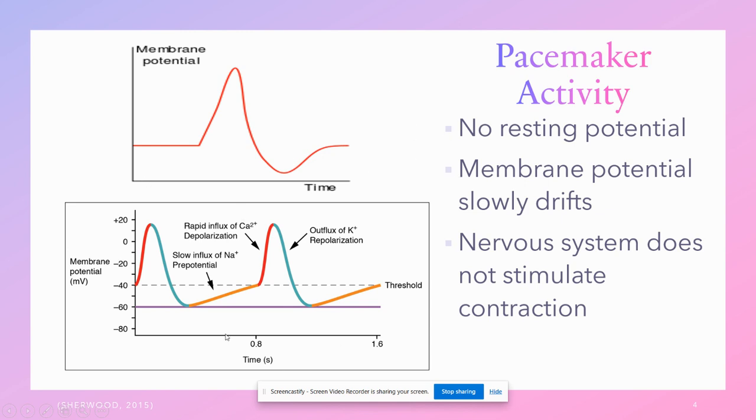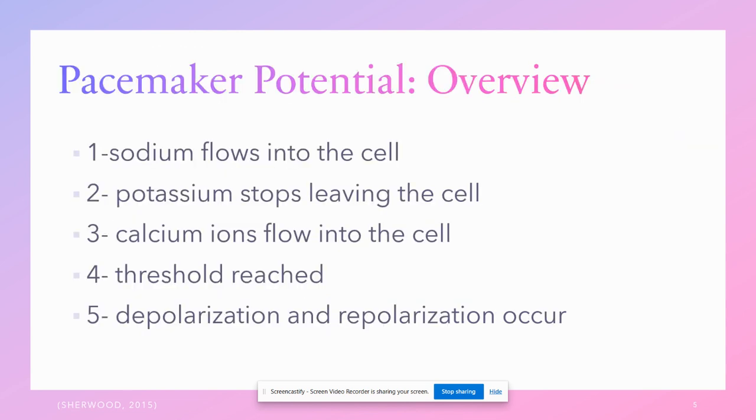Down here, however, is what it looks like when we're talking about the heart. Right? We never really sit at our resting. We are going to depolarize, repolarize, and right here we have this drift between hyperpolarization and the next depolarization. This drift right here is what's going to allow the heart to contract in a cycle rather than having to wait for a signal for the heart to contract. It's going to actually depolarize itself to reach that action potential.